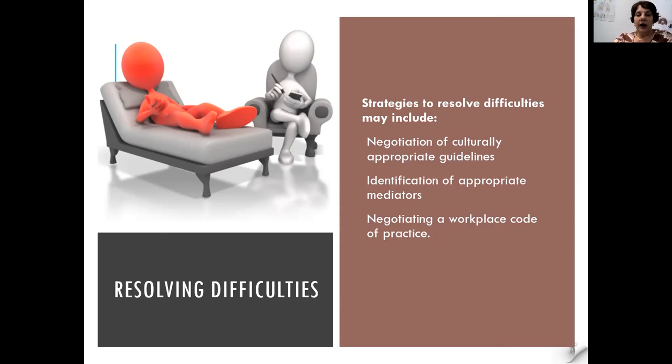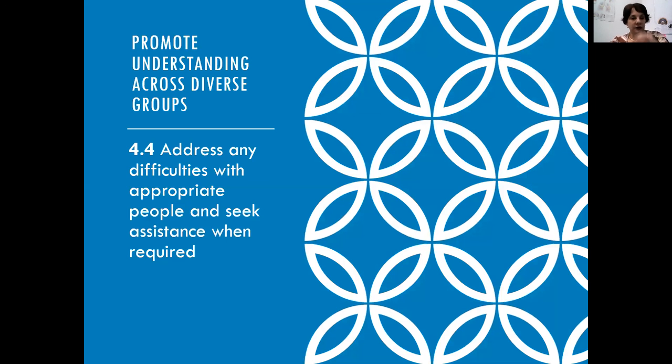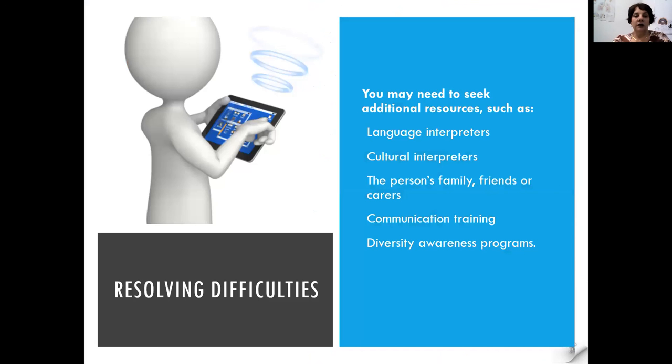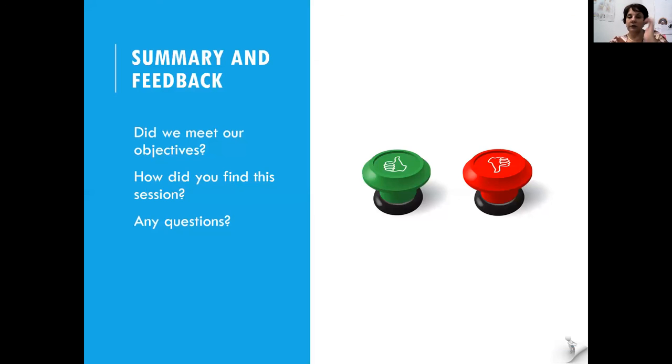Negotiate culturally appropriate guidelines, identify the appropriate mediation, negotiate workplace code of practice. Address any difficulties with appropriate people and seek assistance. So in resolving difficulties, we can use interpreters, but we can also call on the family. We can also call on communication training and culturally diverse programs.